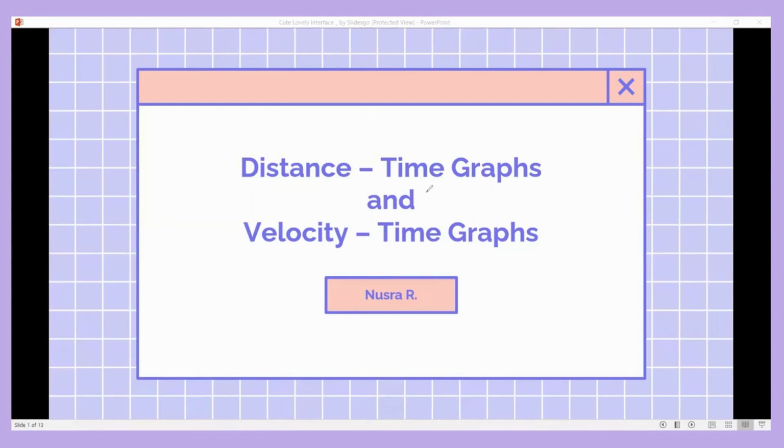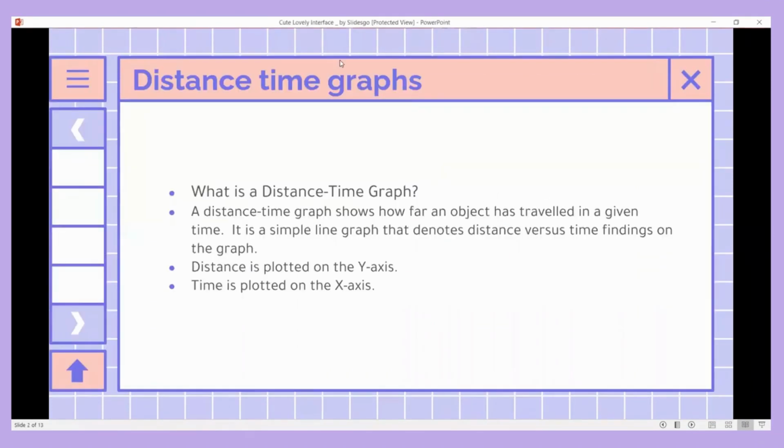Today in this video, we are going to discuss a physics topic, especially the distance time graph, which we shortly call the dt graph, and the velocity time graph, which we call the vt graph. The distance time graph is the graph that shows the relationship between the distance and the time of a movement. When an object is moving, the dt graph shows the distance moved by the object related with the time.